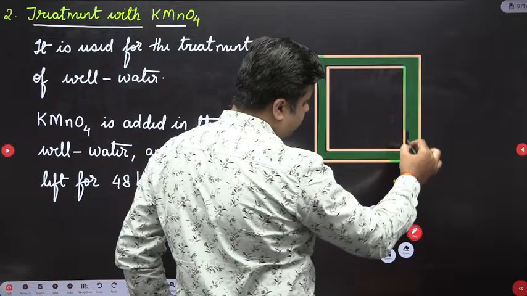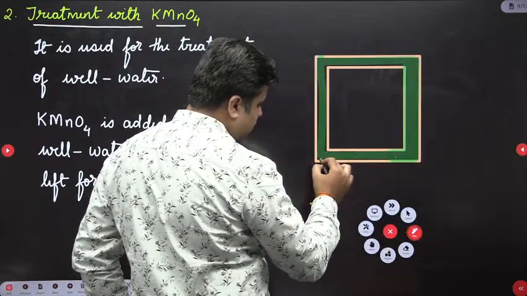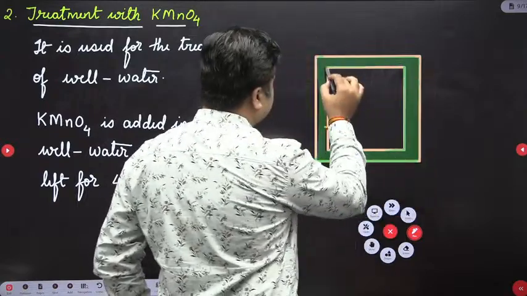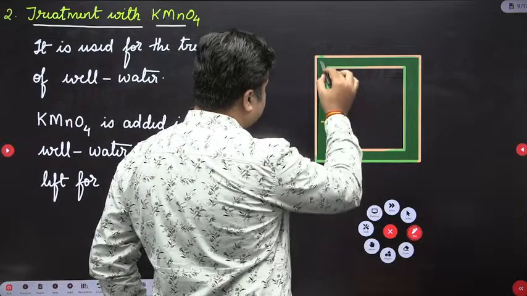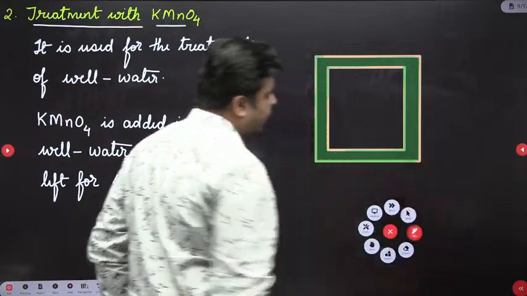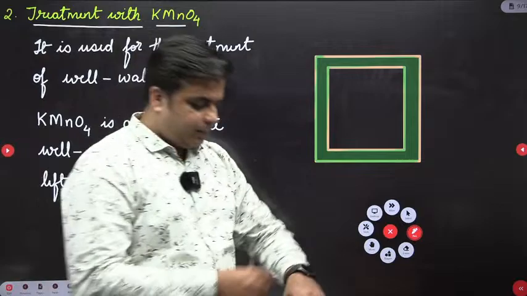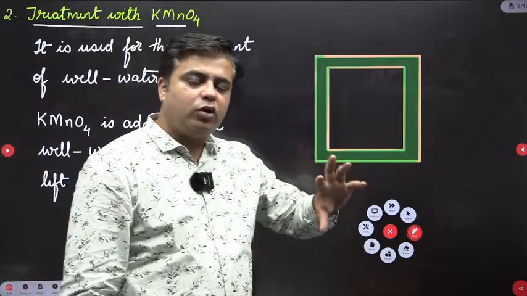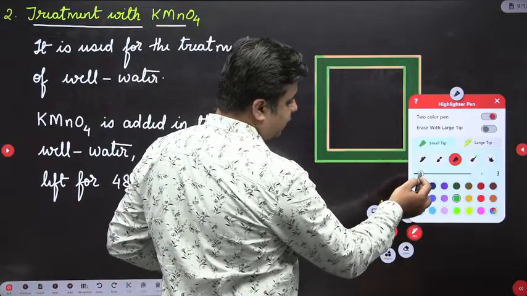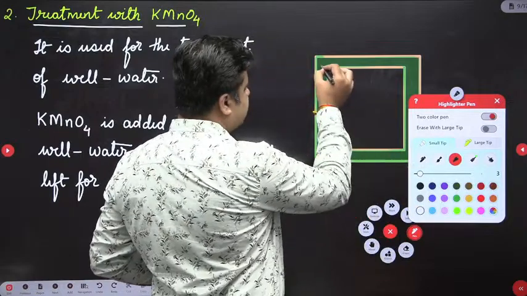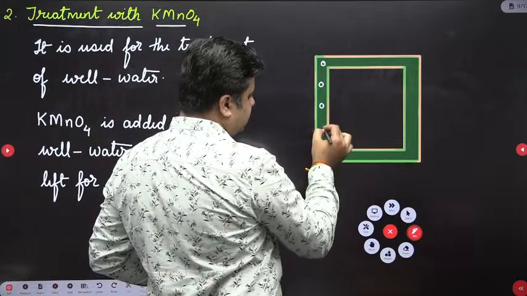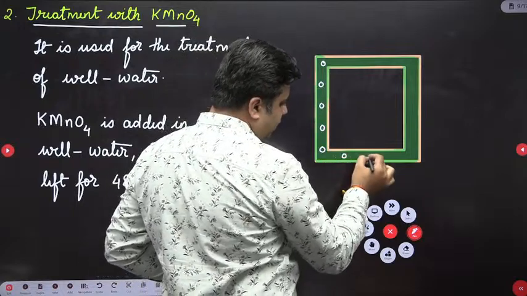This is the cell wall of the microorganism. Now, just like our skin, the cell wall of the microorganism also contains some pores. These are the pores which are present on the cell wall of the microorganism, like this.